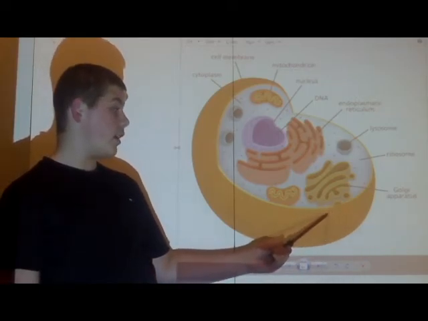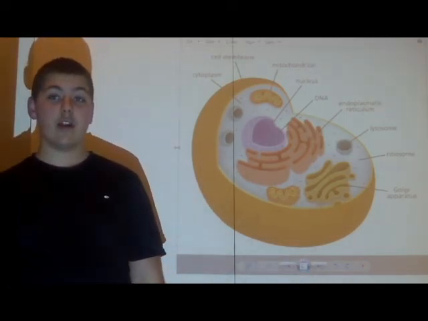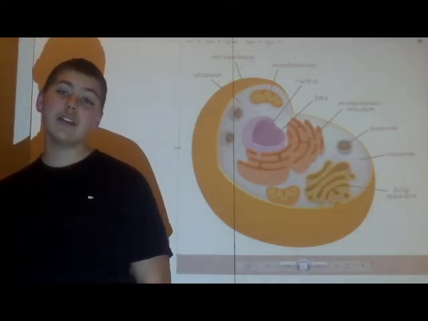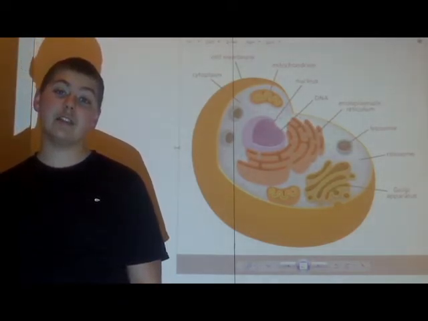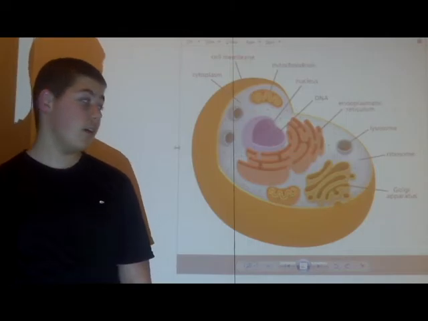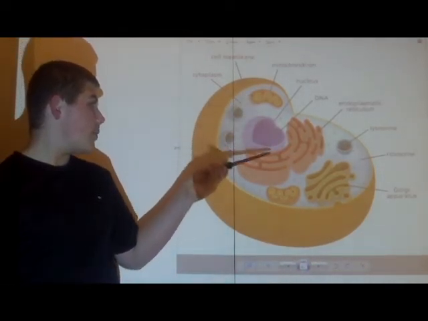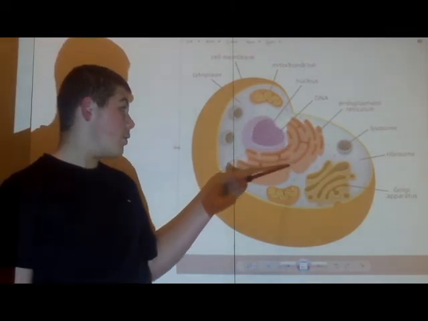This cell, the animal cell, is also a eukaryote, as seen here by the nucleus in the middle. Now, the nucleus is not the only thing that the animal cell has in common with the plant cell. You also have the cell membrane, the cytoplasm, and the endoplasmic reticulum.